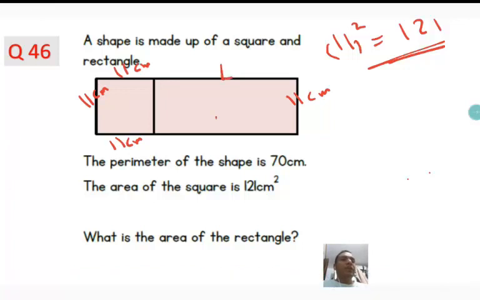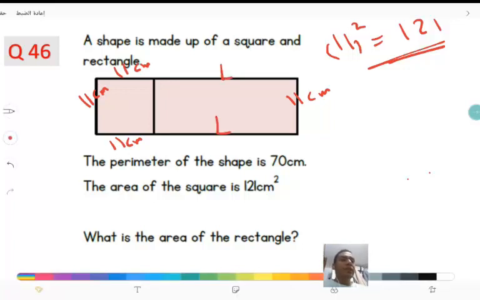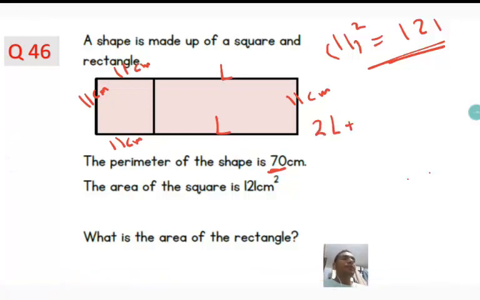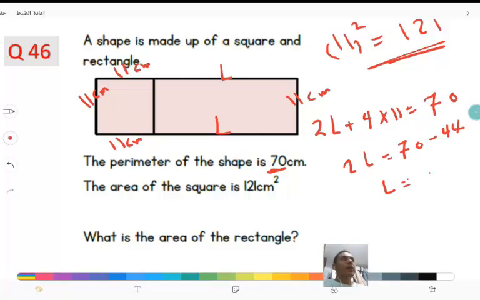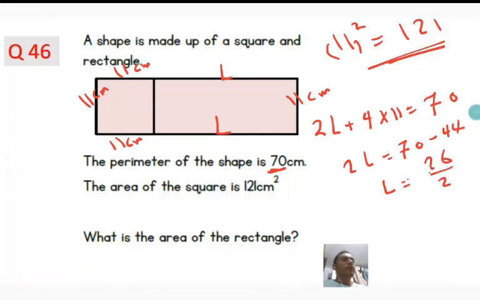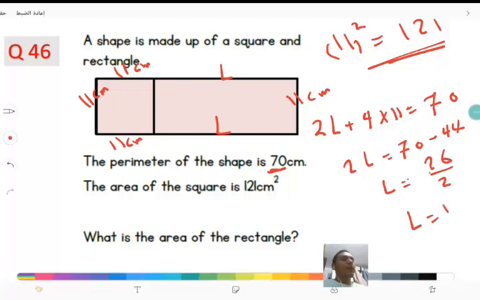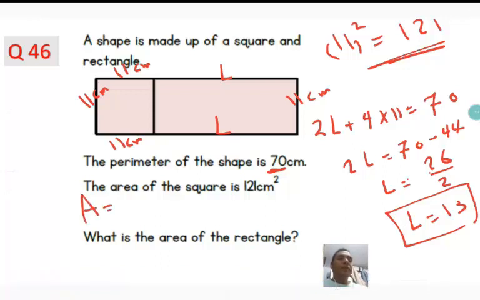What's left is L and L. So we can use this information. The perimeter of the shape is 70 centimeter, to find the value of L. 2L plus 4 times 11 equals 70. That means 2L equals 70 minus 44. That means L equals 26 divided by 2. So the length equals 13. So L equals 13. Then find the area of the rectangle. Area of the rectangle equals 13 times 11, which is 143 centimeters squared. That's it.